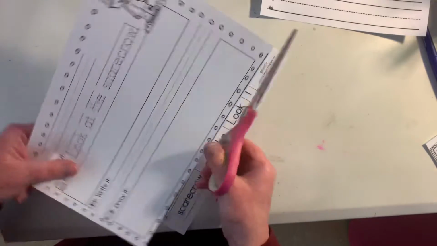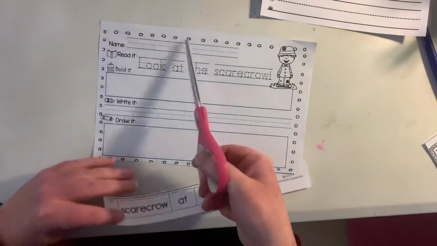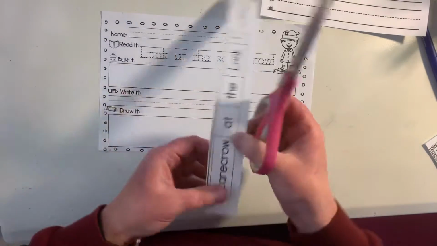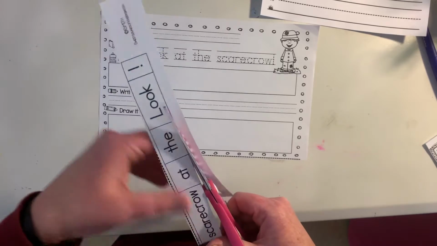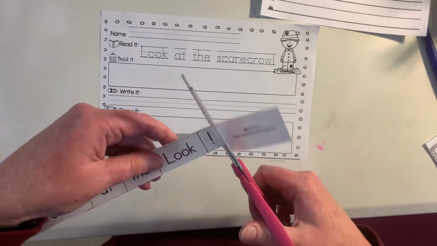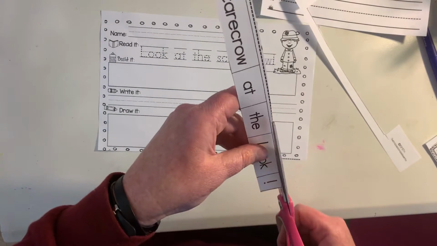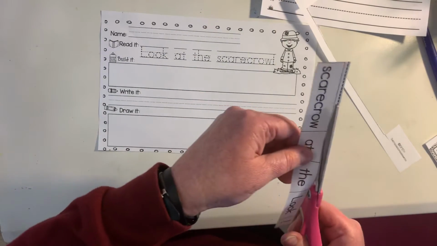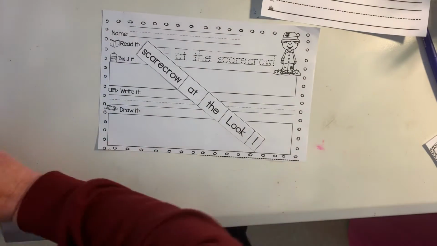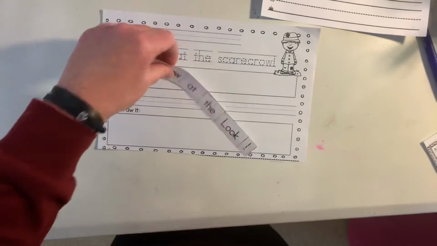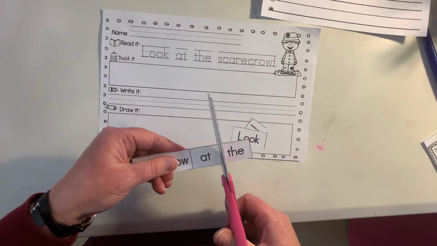It wants us to build this sentence. Look at the scarecrow. Name, cutting. First, second. So I'm going to cut this out, all of my words to my sentence. Okay? And I'm going to make sure that I do not leave any scraps. All of my scraps get into the trash. And I'm going to cut these pieces apart to make kind of like a puzzle.